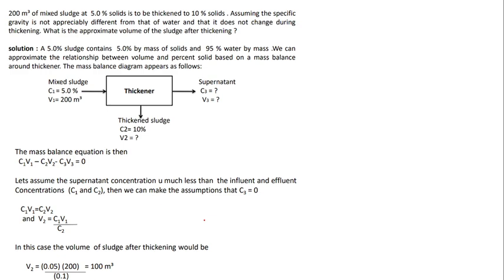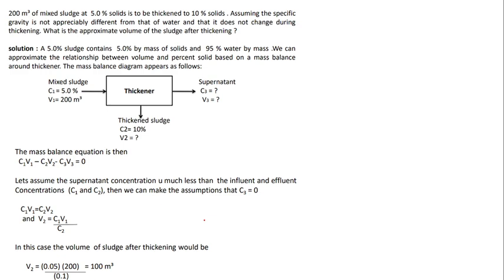So now coming to the last problem of today's session. The question is: 200 meter cube of mixed sludge. So 200 meter cube is the volume capacity. 200 meter cube of the mixed sludge at 5% solid. So this is the concentration of solid in it. It is to be thickened to 10% solid. So thickening is the procedure happening here.